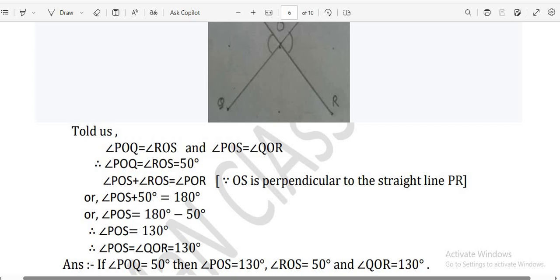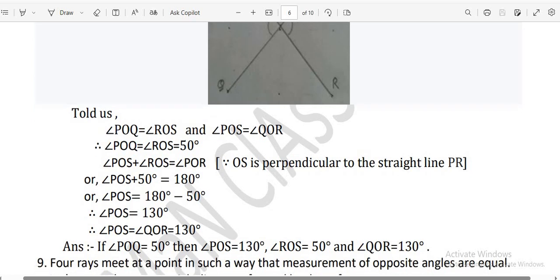Now, if angle POQ is equal to 50 degrees, then angle POS is equal to 130 degrees, angle ROS is 50 degrees, and angle QOR is equal to 130 degrees.